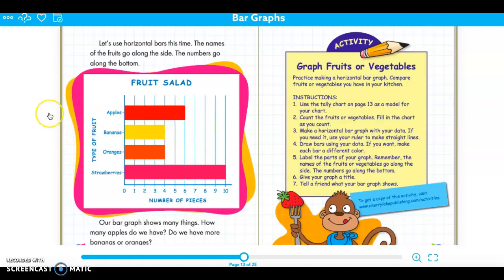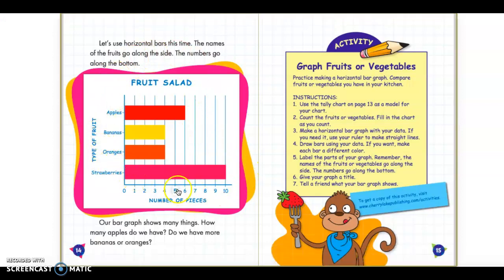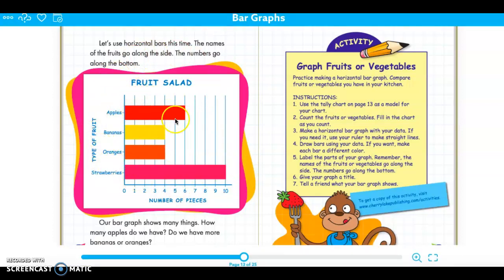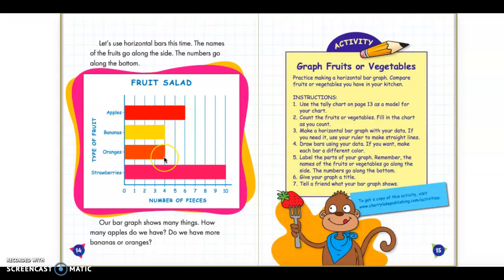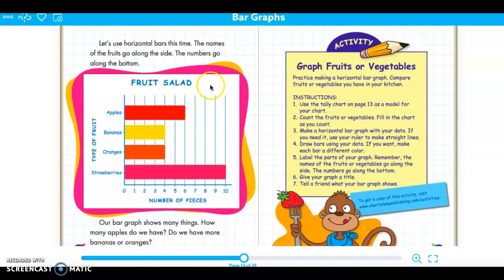Let's use horizontal bars this time. The names of the fruits go along the side, the numbers go along the bottom. So this is the same information from the tally chart, it's just rotated horizontally. This is also another great way that you can show a bar graph. It doesn't matter which way you do it. You can do it horizontally or you can do it vertically like the first way.